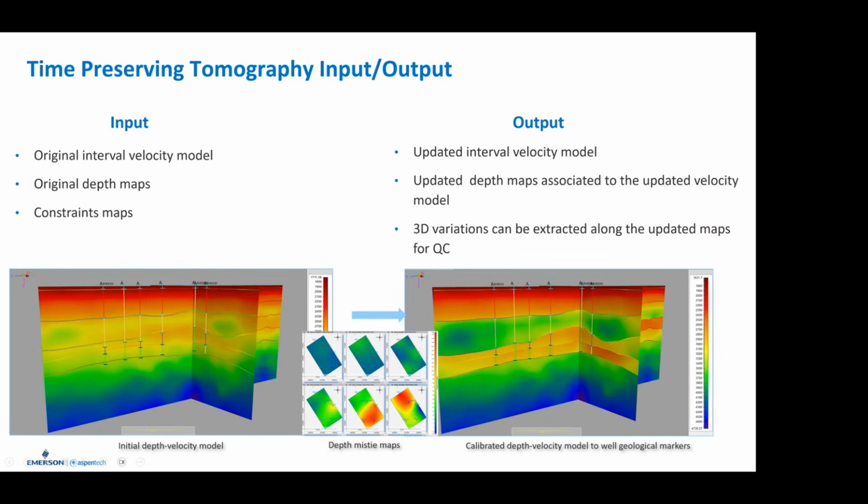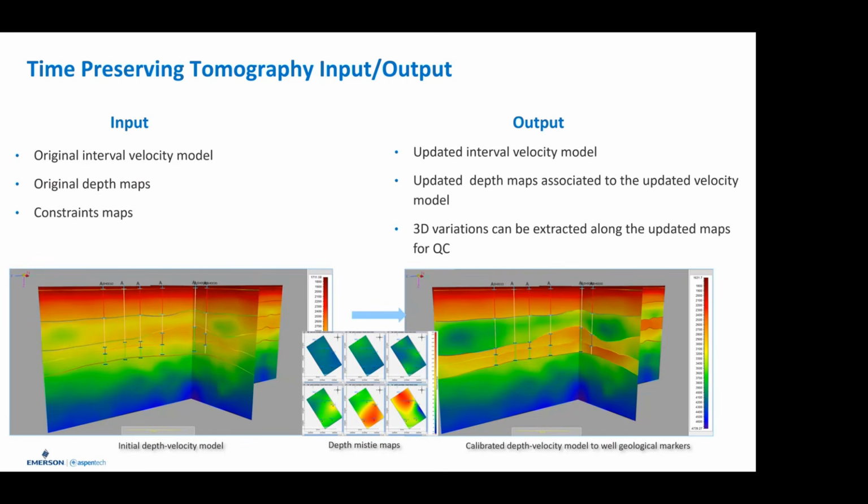So here in the example below, you can see what we entered as the constraints map. We have the input data set here, the input velocity model, and then the mistime maps being shown here. After TPT is conducted, we reduce those misties, because the constraint here was the mistime map. The output generated during TPT will be the new velocity model, and also the depth map associated with this velocity model. Okay, and we can also extract the variation along the updated map, X, Y, and Z.